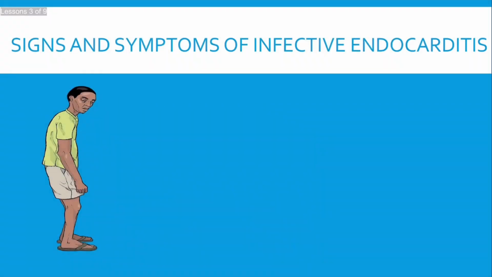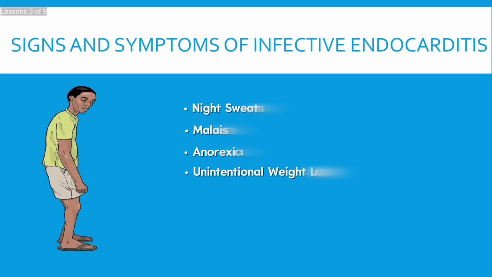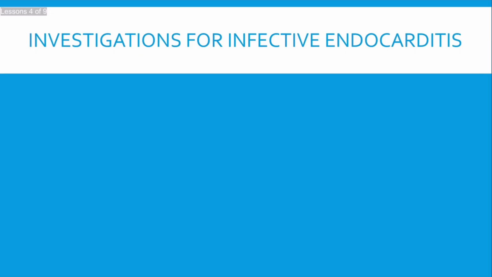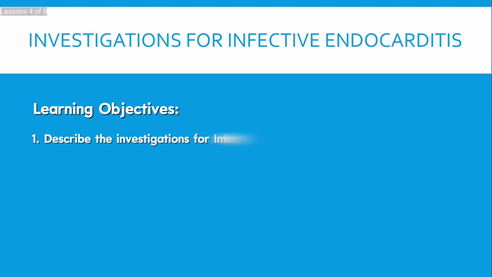To close this section, the other systemic signs of infective endocarditis are night sweats, malaise, anorexia, and unintentional weight loss. Lesson 4. Investigations for infective endocarditis. The learning objectives for this lesson are to be able to describe the investigations needed for infective endocarditis.